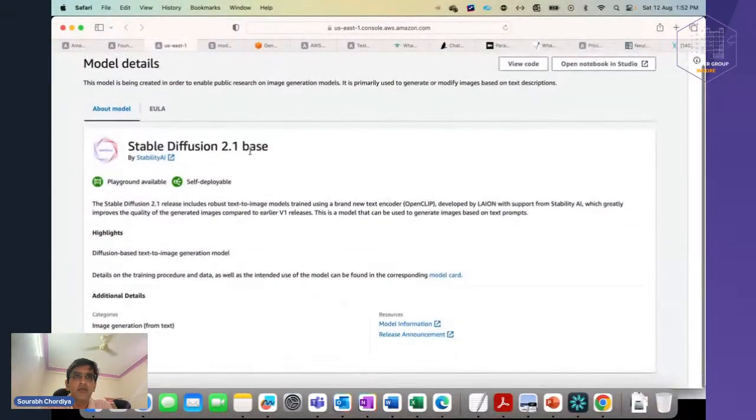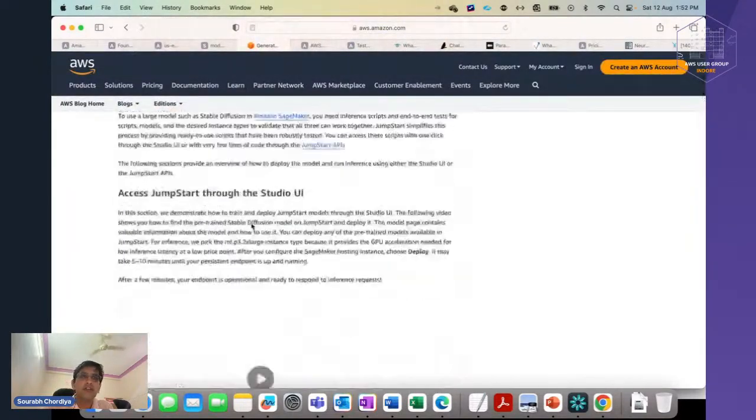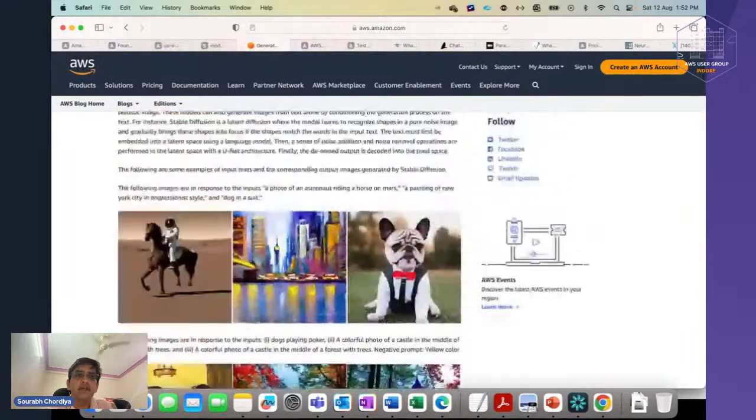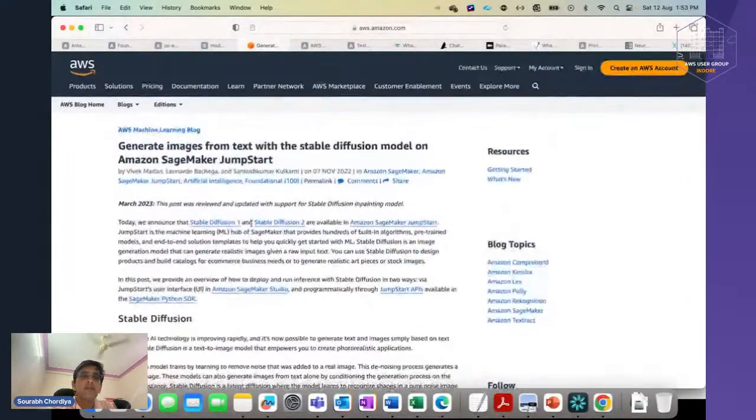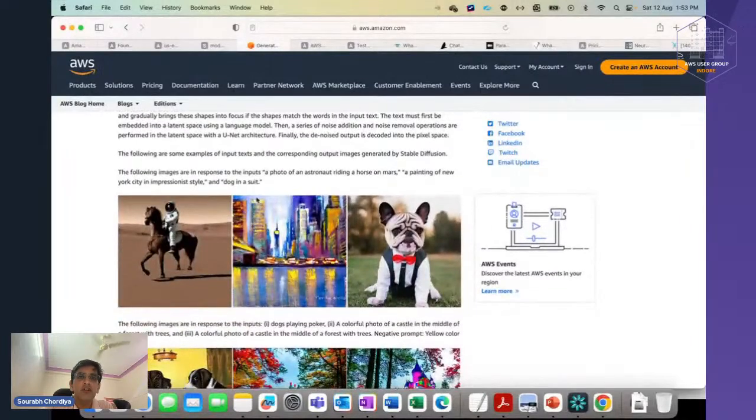You can very easily open them. I'll show you the output. So this is a very good blog. I've put this at the end of the slide as well, so that you have the link. With these stable diffusion models, this is what you can generate.